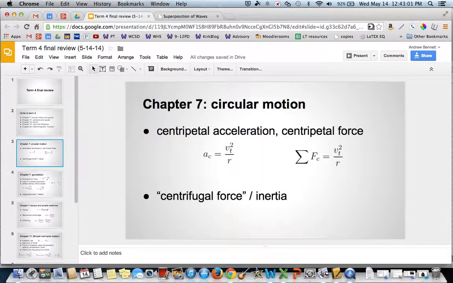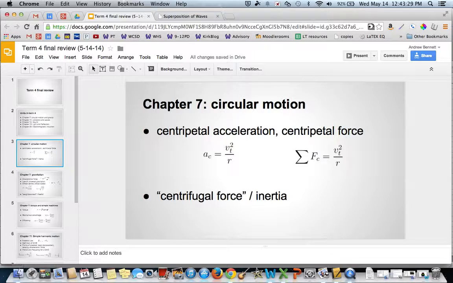So to begin with circular motion, we started by talking about centripetal acceleration and centripetal force. Just need to remember there, centripetal is just a direction. That means toward the center of the circle. Centrifugal would be away from the center of the circle. We have equations for the acceleration and the net force toward the center of the circle for anything that's moving in a circular path.